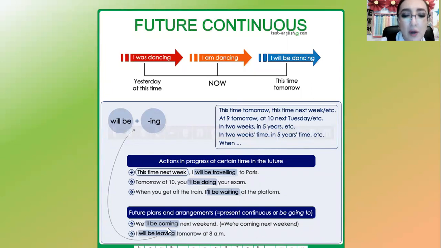For future plans and arrangements, exactly what I was telling you: we will be coming next week. Vendremos la próxima semana. We'll be leaving tomorrow at 8. It's something that will be happening in the future at a specific time. But I wouldn't want to continue with the next one because it is going to be the topic for our next class, when we are going to be comparing this future with future present continuous. When we need to use that, it's a surprise, but it is going to be super useful.